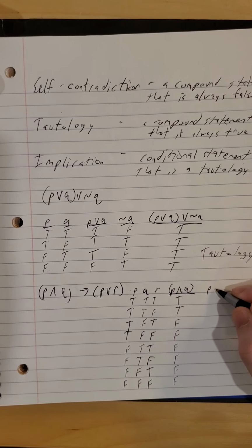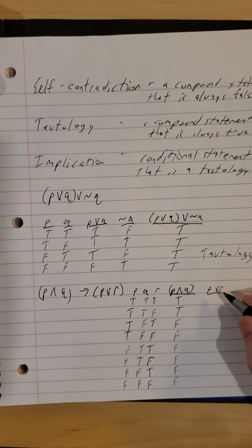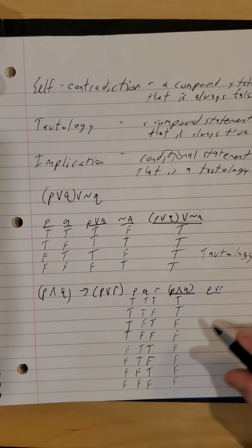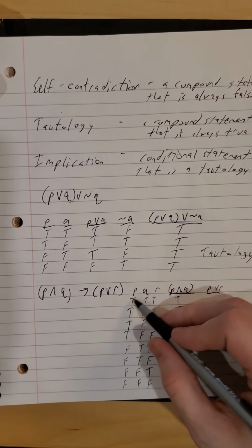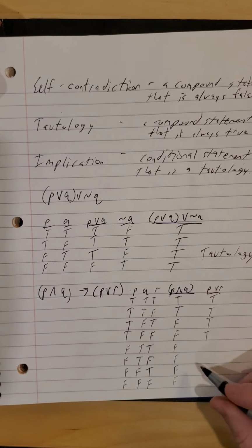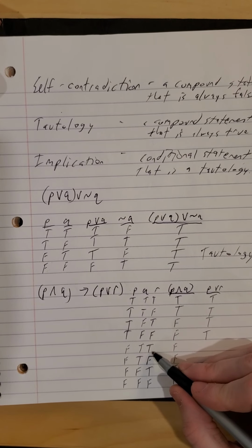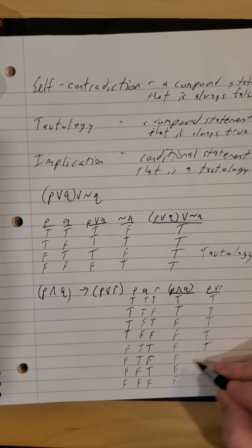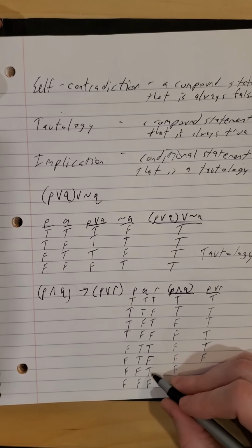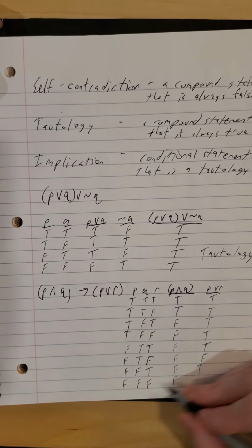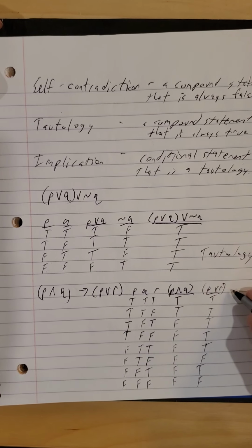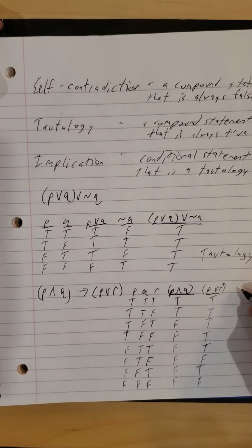We'll need a P or R. This time a disjunction. The only way to make it false is if both parts are false. So automatically these first four are true because of P. False or true. We're okay because of the R. False or false. That's false. False or true. That's true. And a pair of falses is false. So now we have everything we need to do the if-then thing.